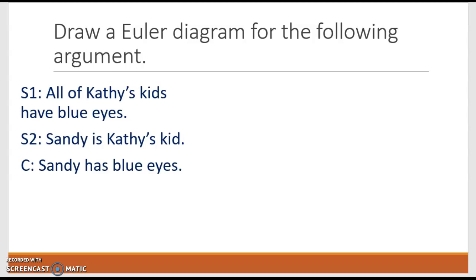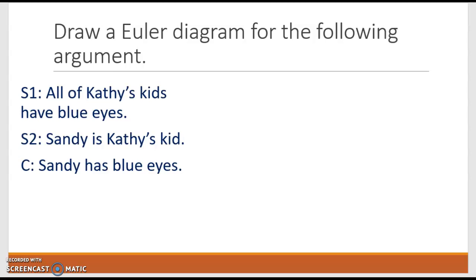Statement 1, all of Kathy's kids have blue eyes. That's a true statement. Kathy is my mom and all of us have blue eyes. Statement 2, Sandy is Kathy's kid. That is also true. I have a sister named Sandy. So the conclusion is Sandy has blue eyes. So this is the argument, right? All of Kathy's kids have blue eyes. Sandy's Kathy's kid, and therefore Sandy has blue eyes.